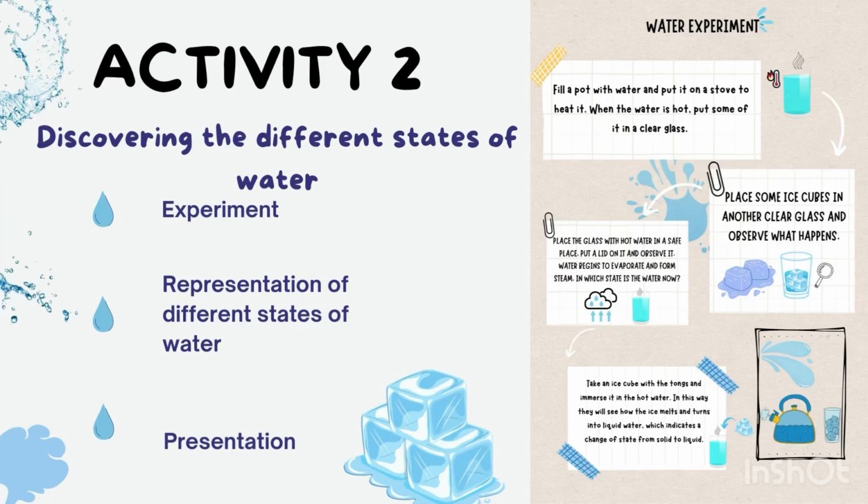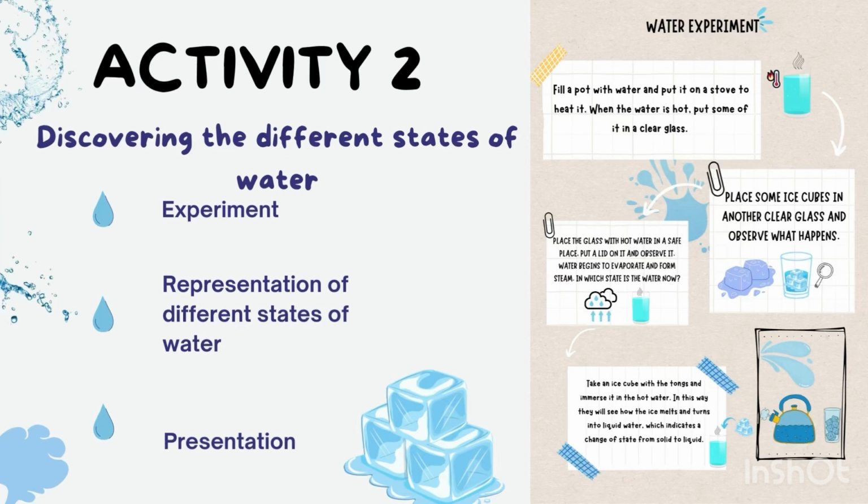First of all, they will fill a pot with the water and put it on the stoves to heat it. When the water is hot, they will put some of it in a clear glass, and the students will see that the water is in a liquid state. Then, students will place some ice cubes in another clear glass and see that the water is in a solid state.